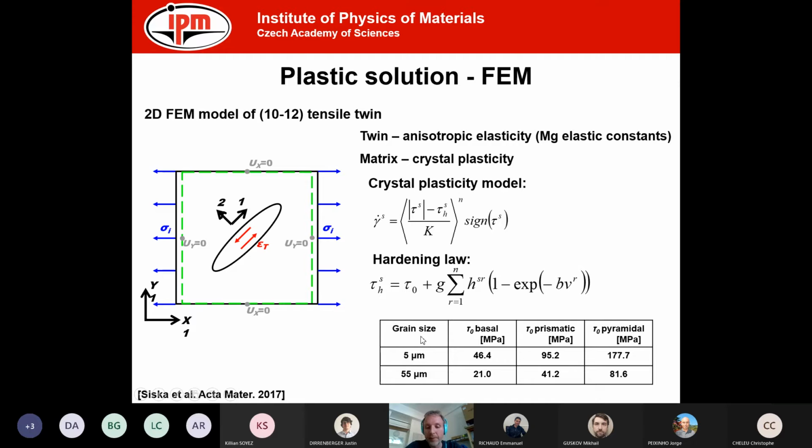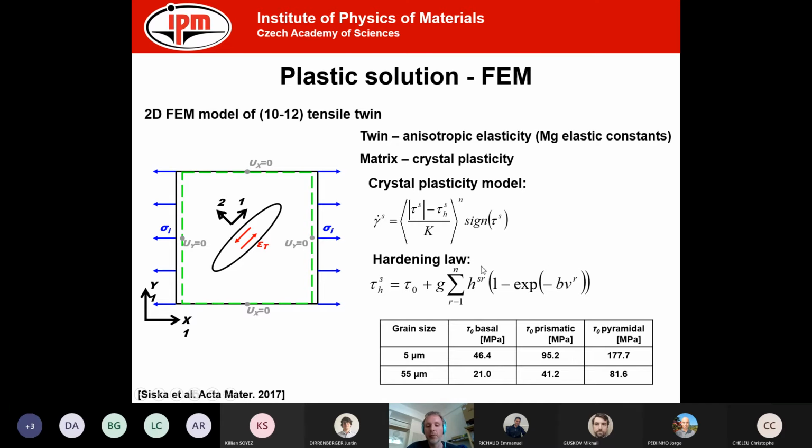And according to the experiments that were made on the material with different grain sizes, we picked two extreme values, 5 microns and 55 microns grain sizes. Here are the calculated values for different slip systems. So you can see the values for slip systems are twice as high for 5 microns compared to 55 microns.